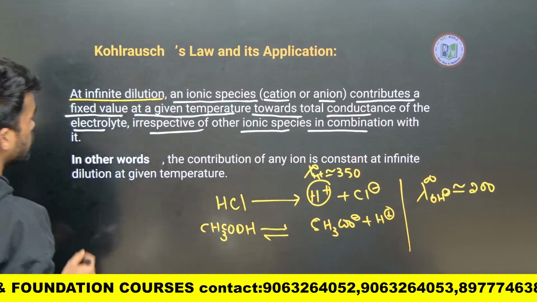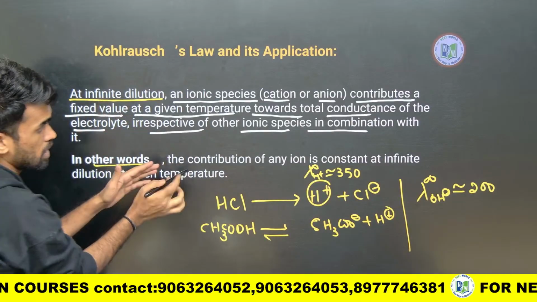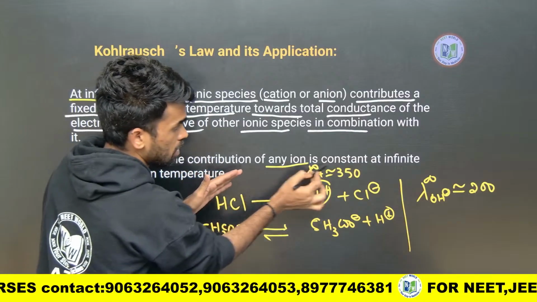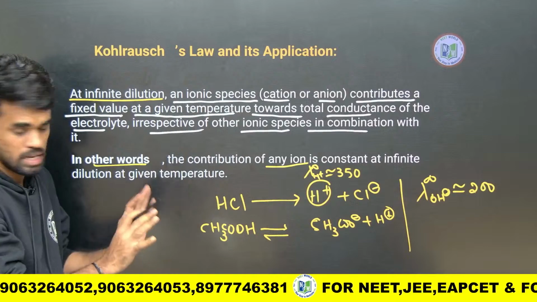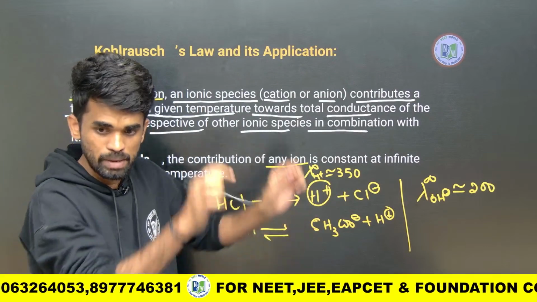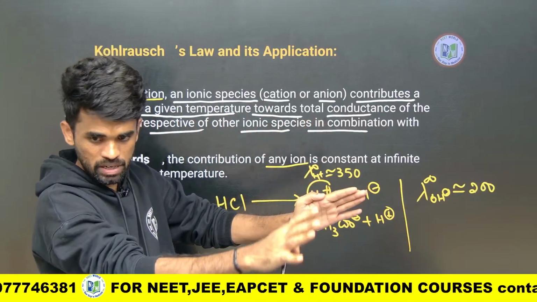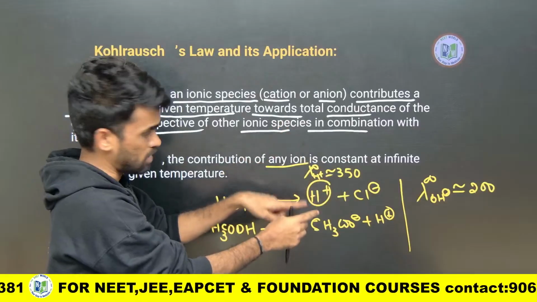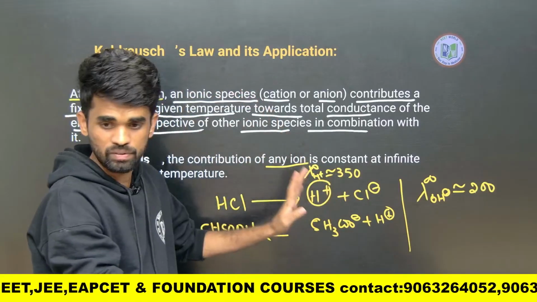In other words, the contribution of any ion is constant at infinite dilution at a given temperature. At a particular temperature, the contribution of any ion will have a fixed value. It means different ions have different values, but one type of ion, for example the H plus ion, will have a fixed value of 350.